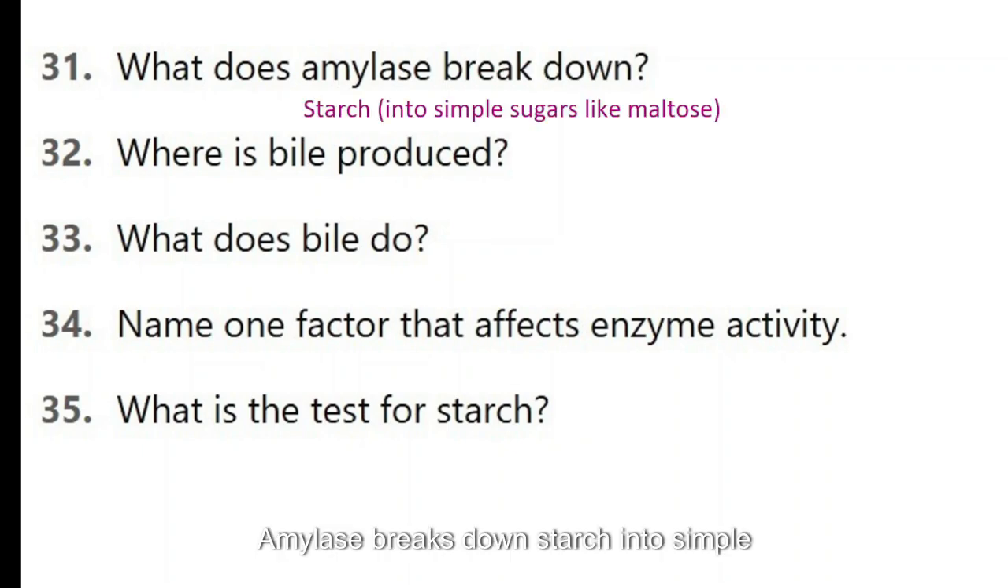Amylase breaks down starch into simple sugars like glucose or maltose. Bile is produced in the liver. Bile is stored in the gallbladder but is produced in the liver. What does bile do? Emulsifies fats and neutralizes stomach acid.